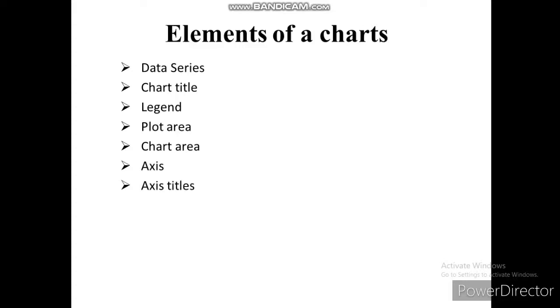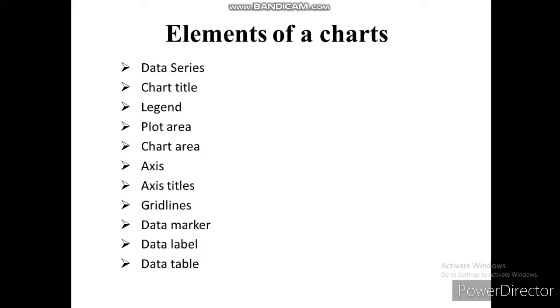Elements of a chart: data series, chart title, legend, plot area, chart area, axis title, grid lines, data marker, data label, and data table. So these are the elements of a chart. Let us discuss these elements in short, one by one.